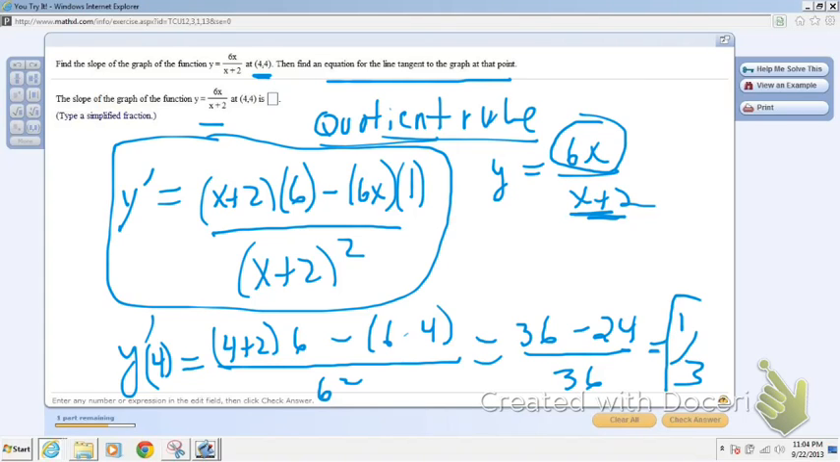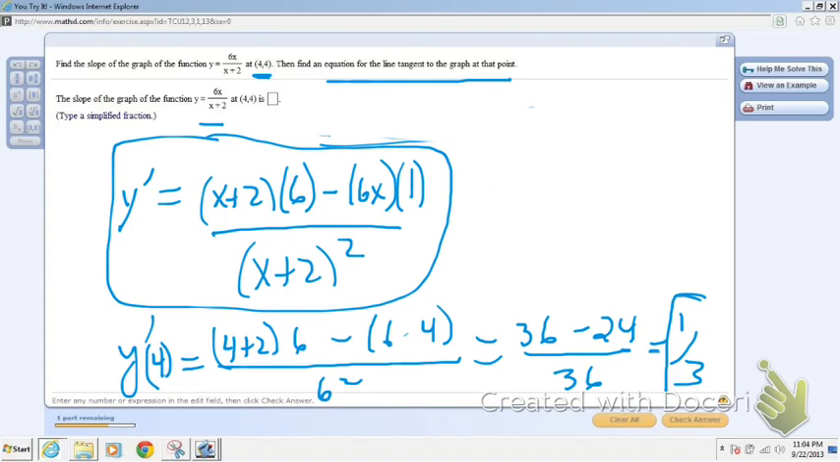And a lot of people say, why did you use the quotient rule? Because I'm having some foresight here, knowing that we're going to know all these shortcut rules for the derivative by the end of the chapter. So just kind of saving some time on the podcast there. So 1/3 then is the slope of the tangent line.